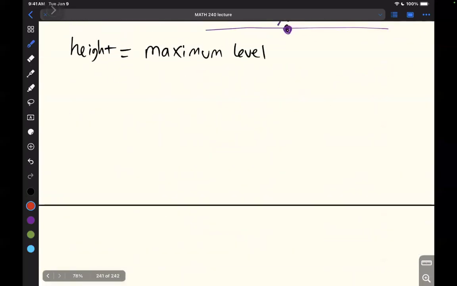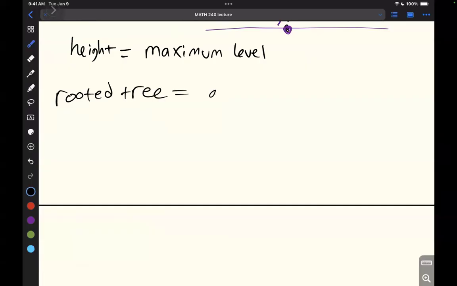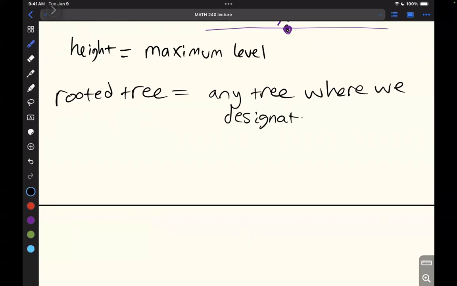Let's go back down. And so we say any tree where we designate a root.